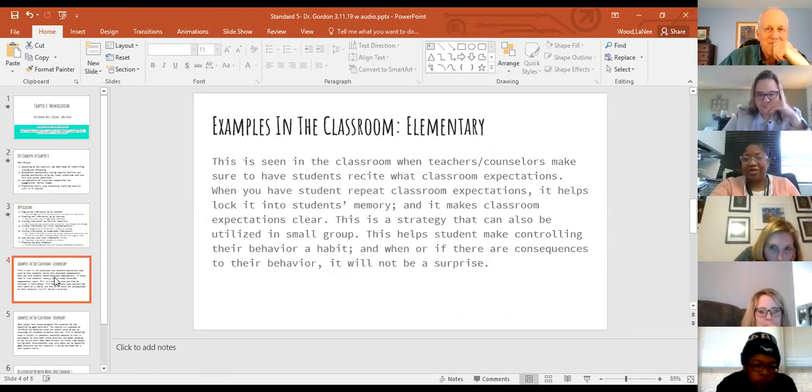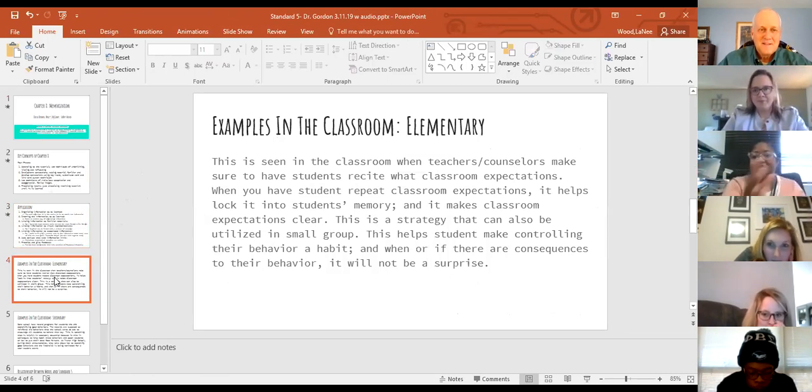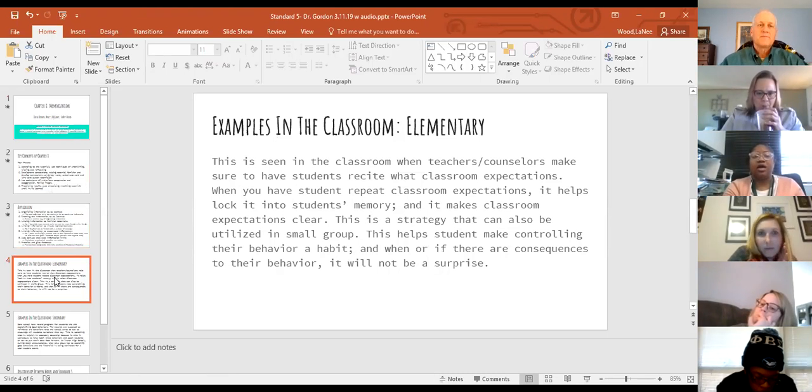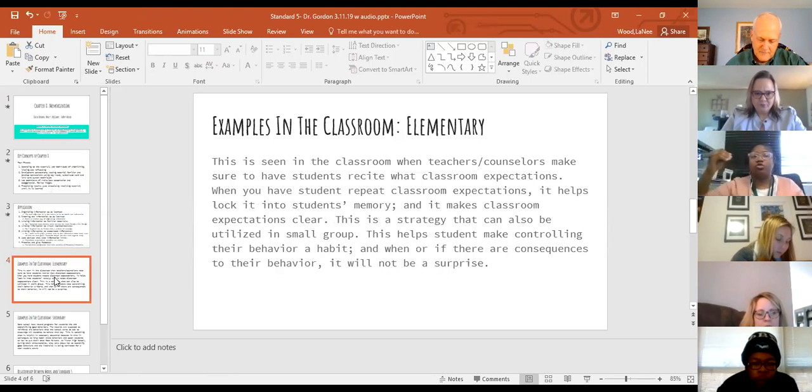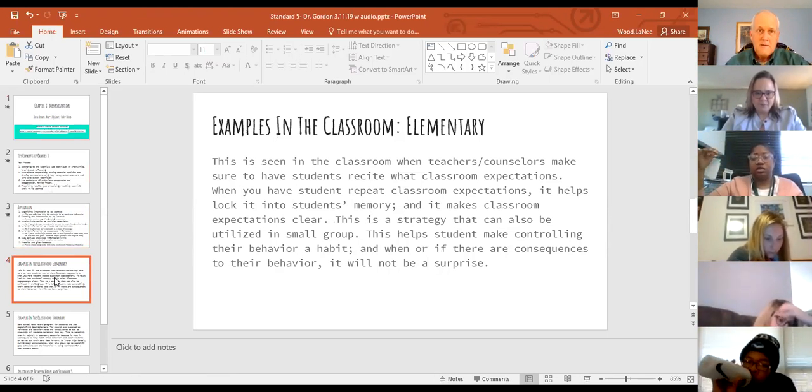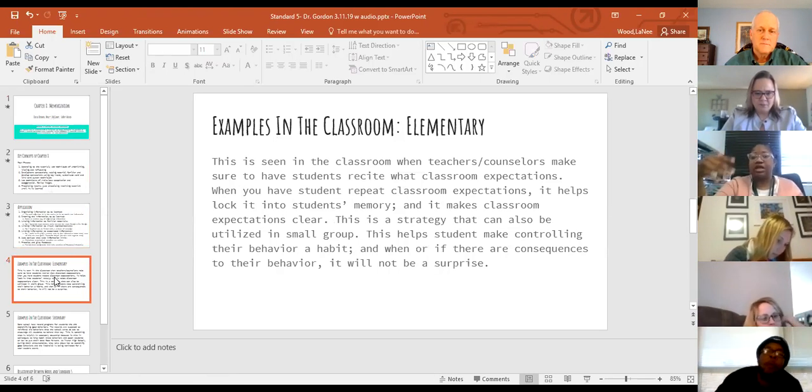Okay, through the rest of it, it's going to be me talking, so hopefully you can hear better. Some of the examples that we have for elementary are when teachers have the students recite what the classroom expectations are. I think that it helps them practice talking about it, and it also helps lock it into memory for them. I related this to small group, but with secondary as well. So when we start small group, we're having them say what the expectations of small group are, or even in the classroom, so they understand it and to further lock it into their memory if they need to.